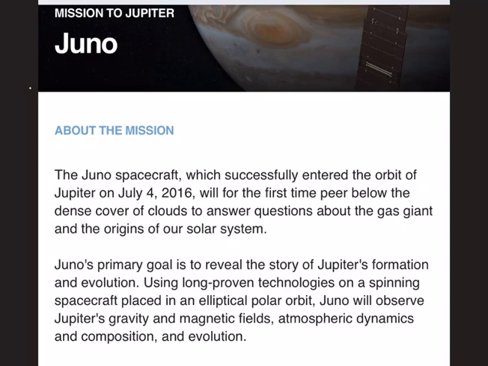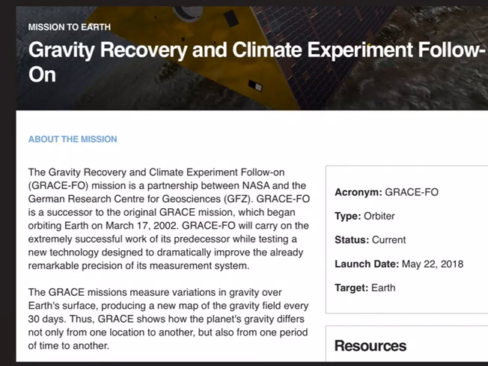And next we have the Juno mission, which is the mission to Jupiter. The mission, which was launched in July 2011, entered the orbit of Jupiter in 2016. And Juno's primary goal is to reveal the story of Jupiter's formation and evolution. And also note here that it is also the first spacecraft to orbit Jupiter after Galileo. And another significant achievement of Juno is that it is the only spacecraft to travel so far using only the sun's energy.